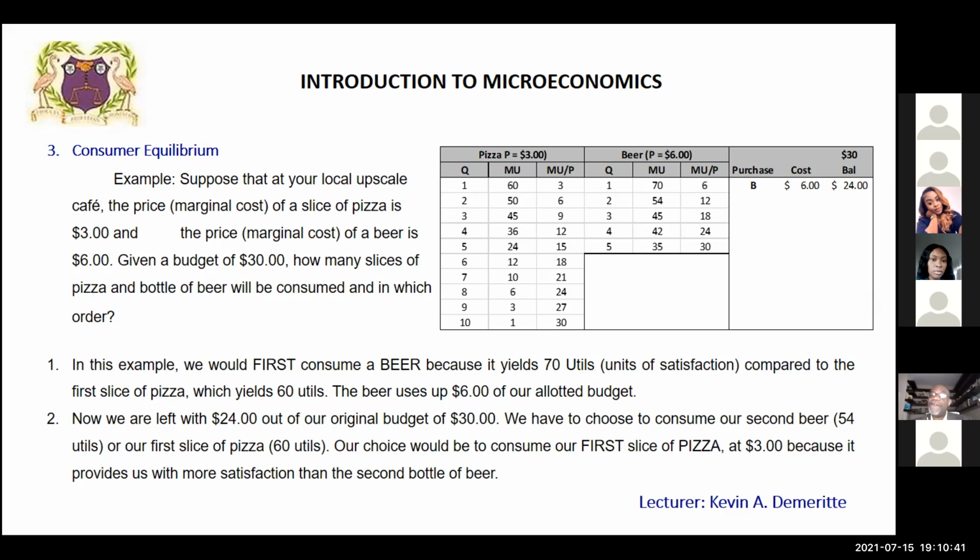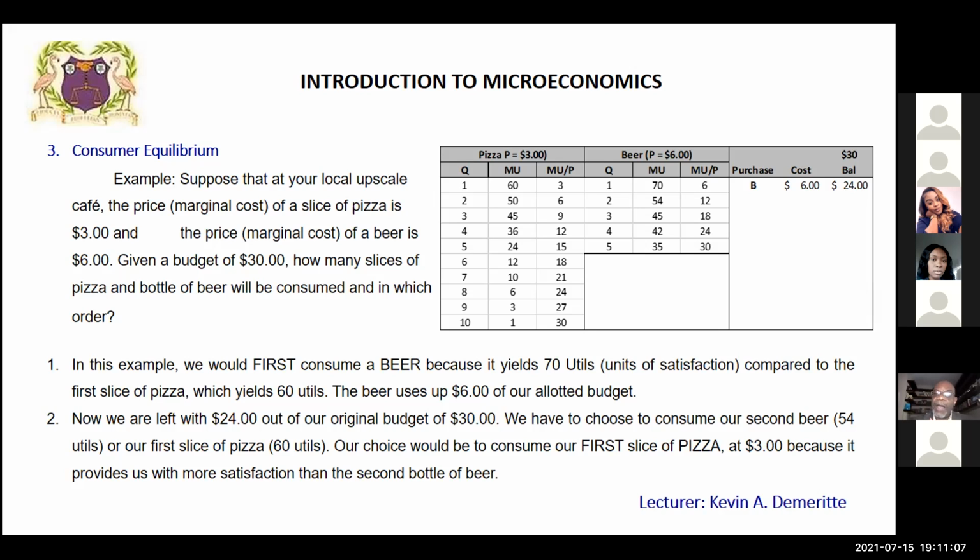Or if we were to get our first slice of pizza, because remember, we haven't had any pizzas yet. We spent our first $6 on beer, because that's our priorities. Our first slice of pizza is going to give us 60 units of satisfaction. So do I get 54 units of satisfaction for my second beer, or do I go with 60 units of satisfaction for my first slice of pizza?